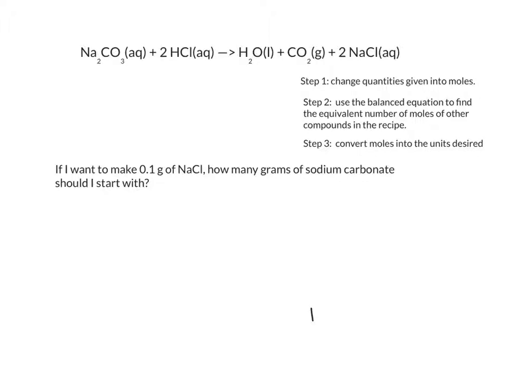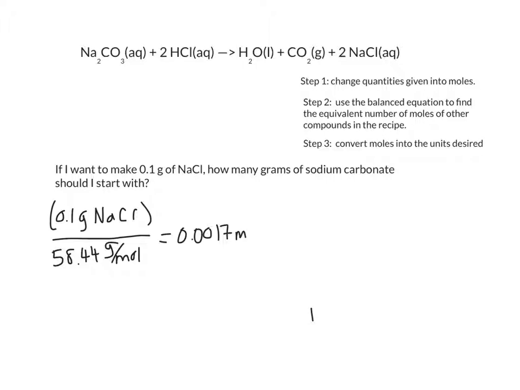The first thing we need to do is to convert grams of sodium chloride into moles of sodium chloride. So I have 0.1 grams of sodium chloride, and I know that sodium chloride is 58.44 grams per mole. So 0.1 divided by 58.44 is equal to 0.0017 moles of sodium chloride. So I want to make 0.0017 moles of sodium chloride, and I want to know how many grams of sodium carbonate I need to make that amount of sodium chloride.